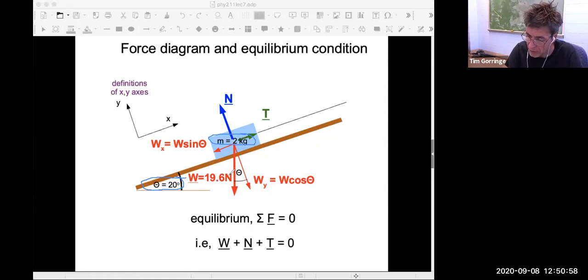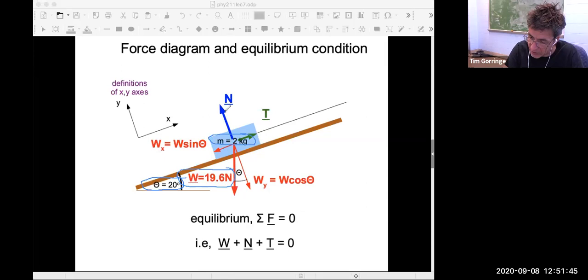So the red force is the gravitational force, the weight of the box, and it's straight vertically downwards. Its strength is the mass, 2 kilograms, times the acceleration of gravity, 9.8 meters per second squared. That's 19.6 newtons. So we know everything about this force. We know its direction, downwards, and we know its strength, 19.6 newtons. The red arrow indicates both those things: it's directed downwards, that's the direction of the arrow, and its length represents 19.6 newtons, the size of the force.